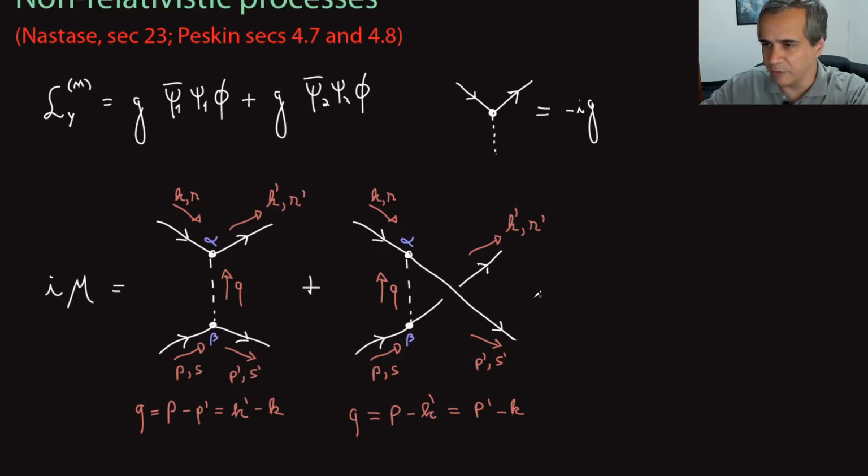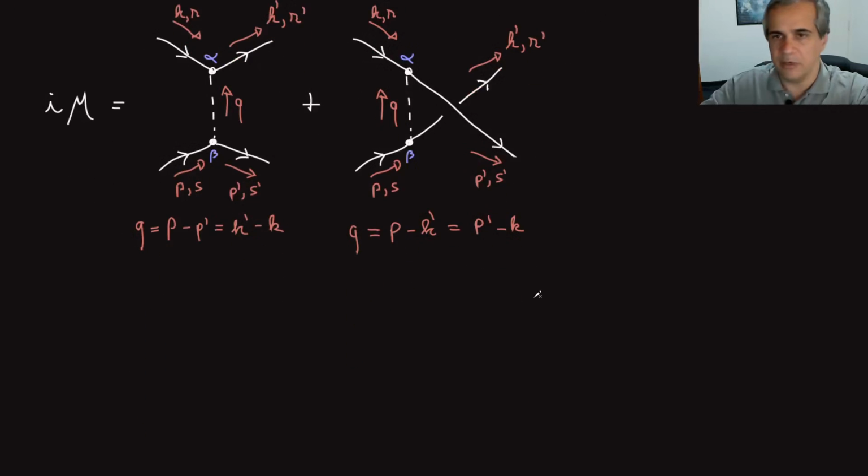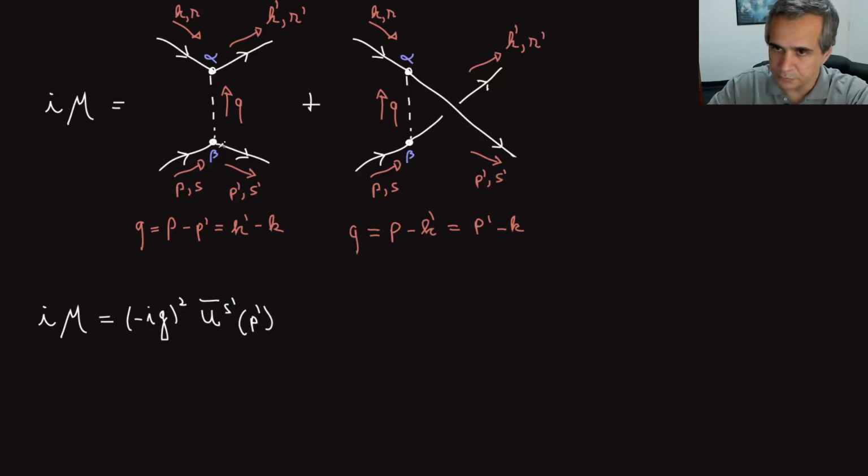Now let's write the Feynman rule for these two diagrams, right? So iM is, I have twice the vertex, right? So it's minus iG squared. Now I just have to follow the fermion lines. Let's follow this one first, right? This is a ū of s' p' with spinor index beta. This one is u of s p, again index beta.